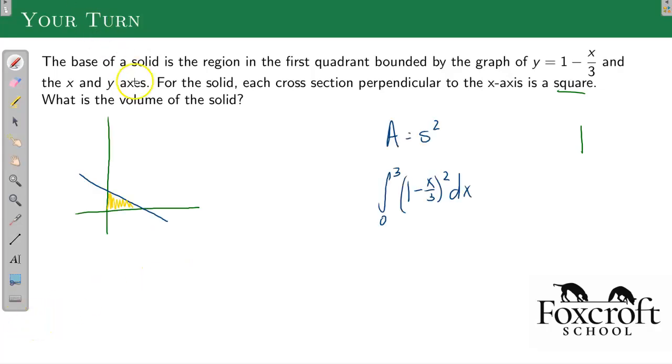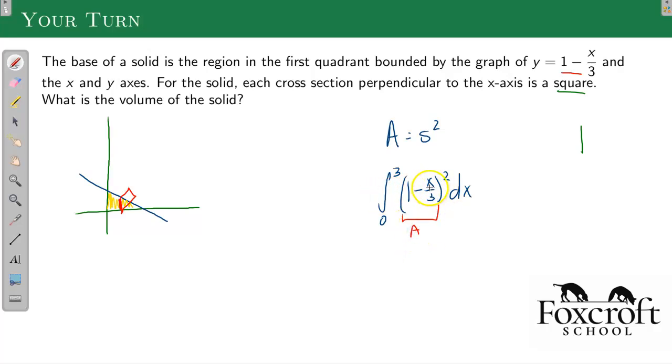And you should get something like this. If you look at the picture, this is just a line going down to the right. It creates this kind of triangle. Each one of these cross sections is going to be a square. And so to find the area of a square, it's just the side squared. The side is just the height of this triangle, which is our equation. So that's the area of the square.